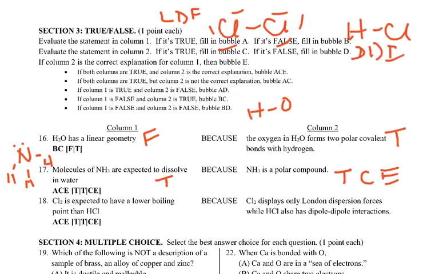And when we're talking about boiling points, low boiling point means weak intermolecular force, high boiling point means strong intermolecular force. So we're saying chlorine has a weaker intermolecular force than hydrogen chloride does, DDI, and that is absolutely true because chlorine displays only London dispersion forces, while HCl has dipole-dipole interactions. We already said that, and that's true. And we know that that is stronger, so I would call that TTCE.